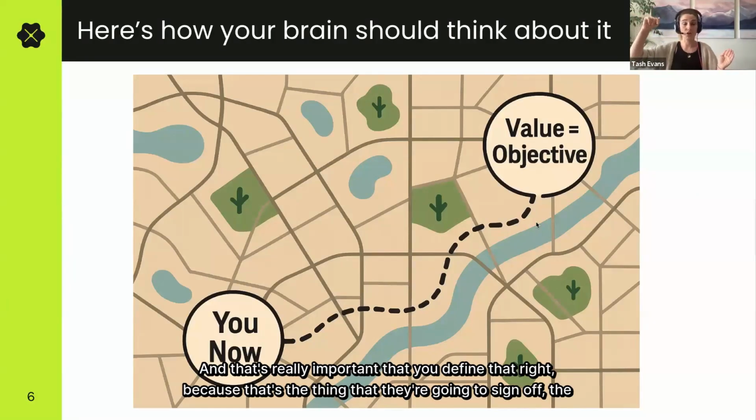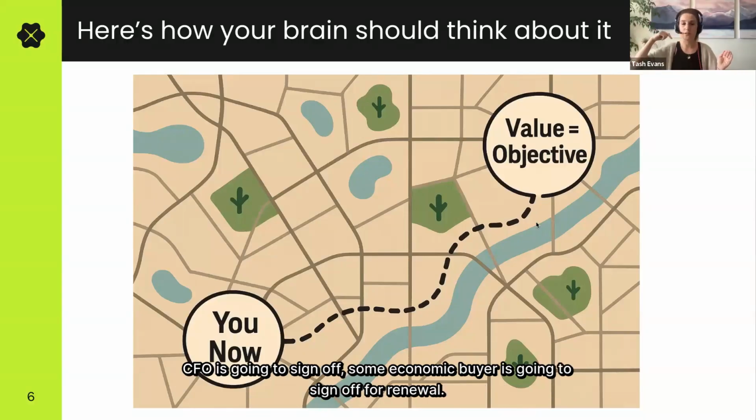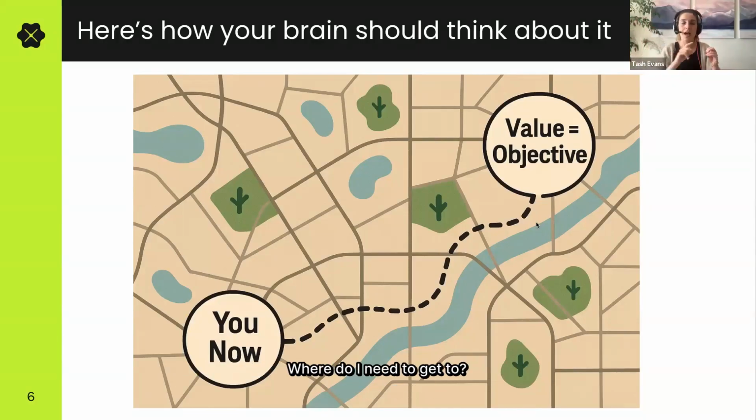And that's really important that you define that right, because that's the thing that they're going to sign off. The CFO is going to sign off. Some economic buyer is going to sign off for renewal. Where do I need to get to? And how do I build a really sensible path to help myself get there?